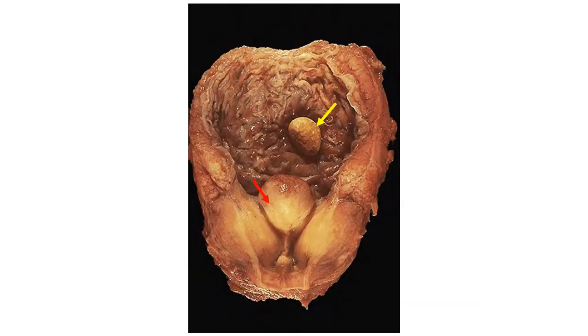This is the gross picture showing bladder outlet obstruction. There are enlarged lateral and median lobes of the prostate gland that are obstructing the prostatic urethra. This led to bladder hypertrophy because it has to work against the obstruction with every episode of urination. This hypertrophied area is marked by this red arrow.